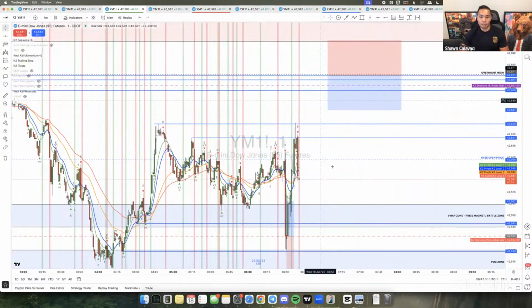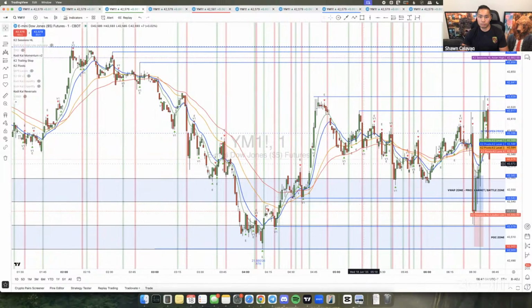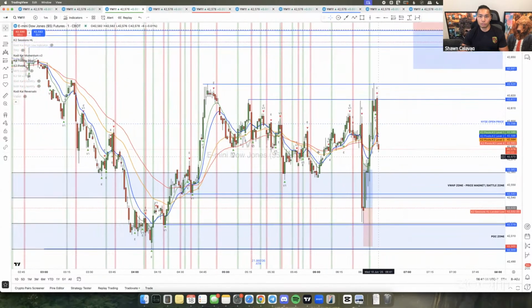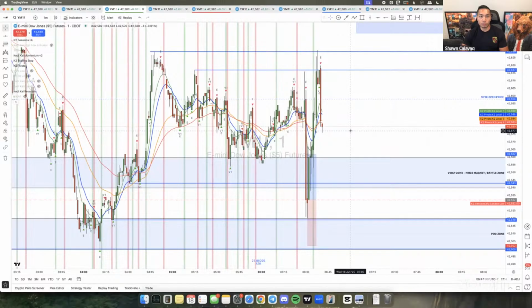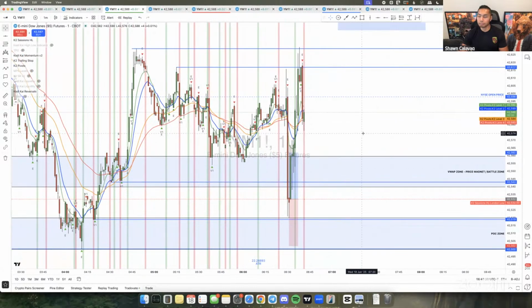I'm not really looking to take MPS V2s right now because, like I said, our report said earlier today that we're going to be in a ranging market. You don't really want to trade directional strategies when you're in a ranging market, right? So just stick to the game plan, guys. And my main goal here is really to focus on sweeps that follow after MPS V2s. So I'll be following that.